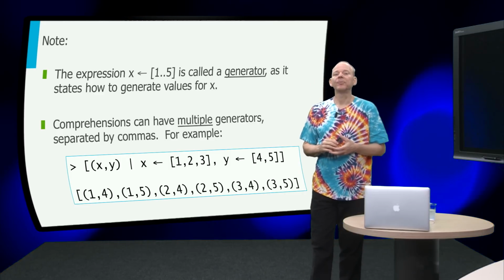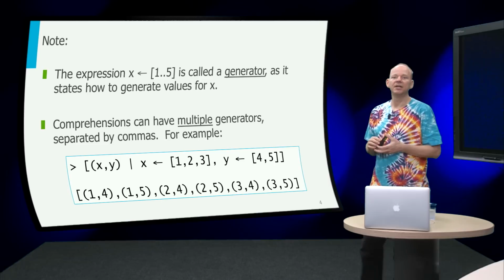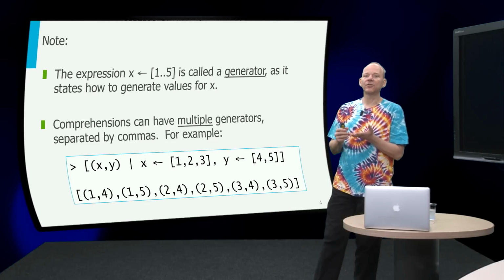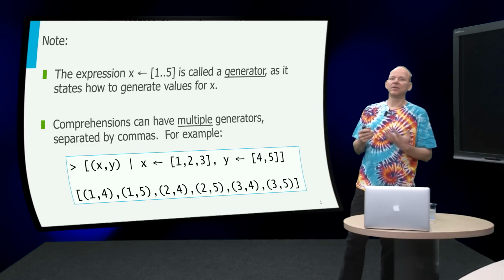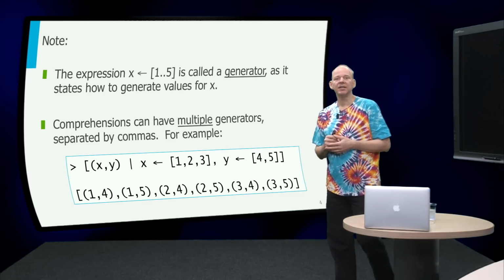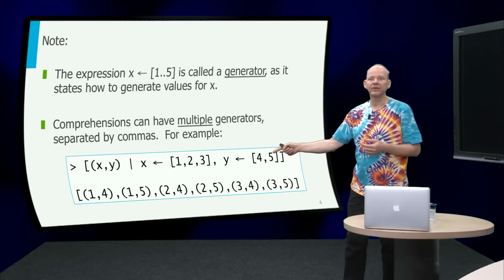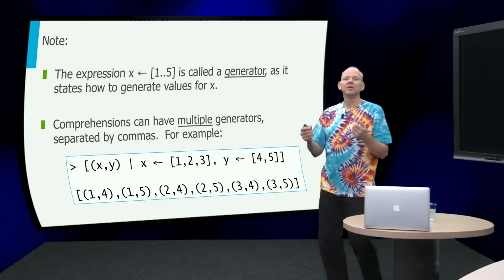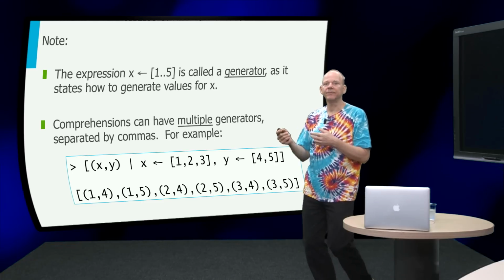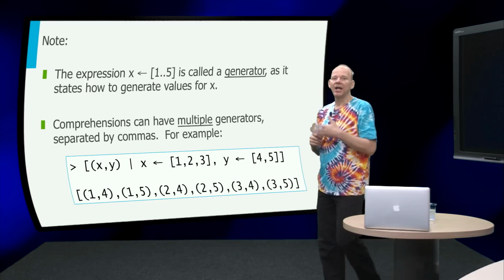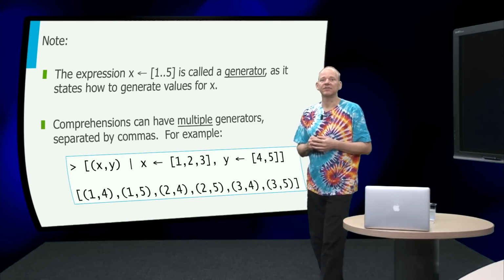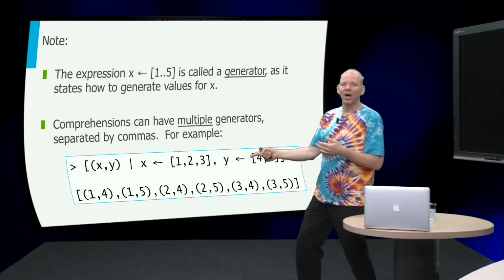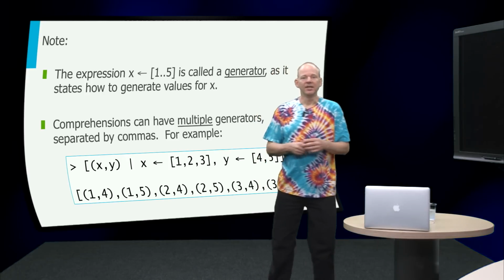Comprehensions can have multiple generators. Here you see an example of that. We take all pairs x, y, where x is drawn from 1 to 3, and y is drawn from 4, 5. And what you see is that the y varies faster than the x. So the result list is 1, 4, 1, 5, 2, 4, 2, 5, 3, 4, 3, 5. Another way to look at these multiple generators is like a nested loop, where the y is the inner loop and the x is the outer loop.